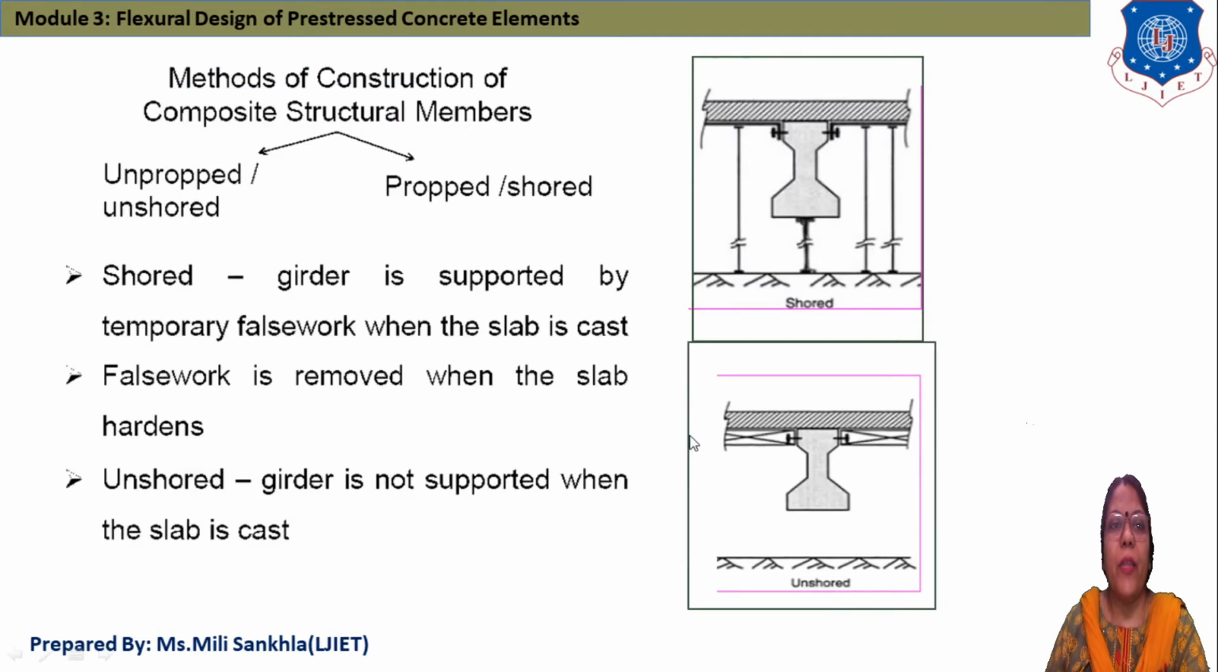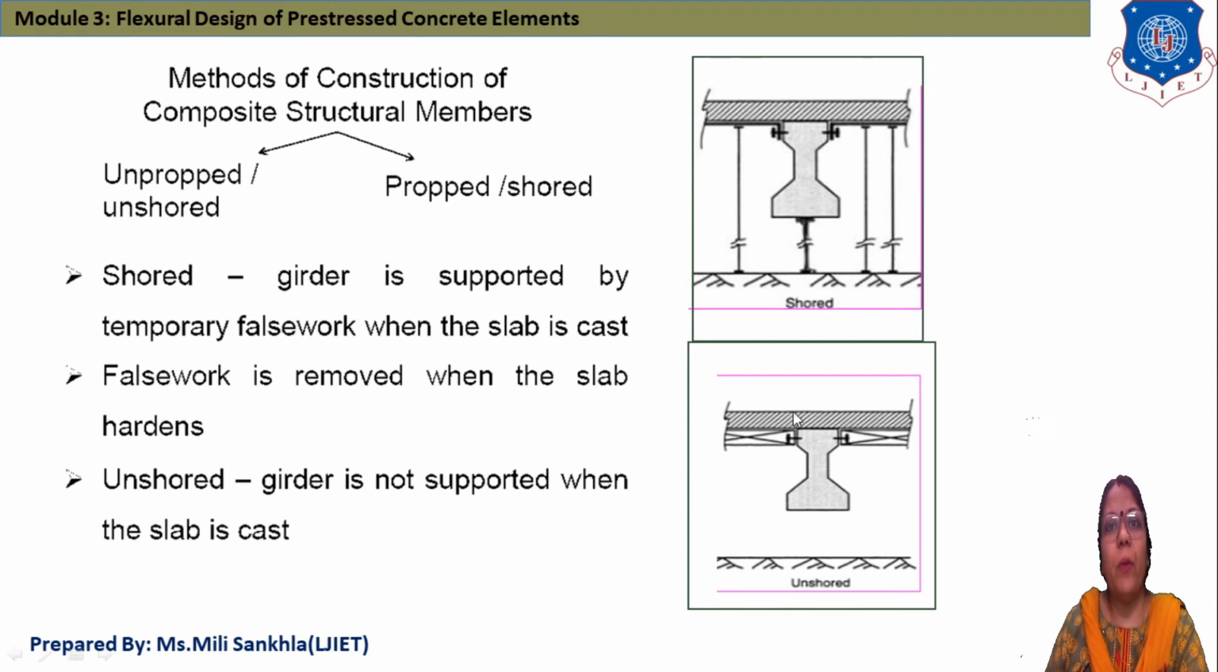Now next, to construct a composite member we use two types of method. First method is the propped method and second is the unpropped method. The unpropped method's second name is the unshored method, and the propped method's second name is the shored method. Now one by one, what is propped and what is unpropped?